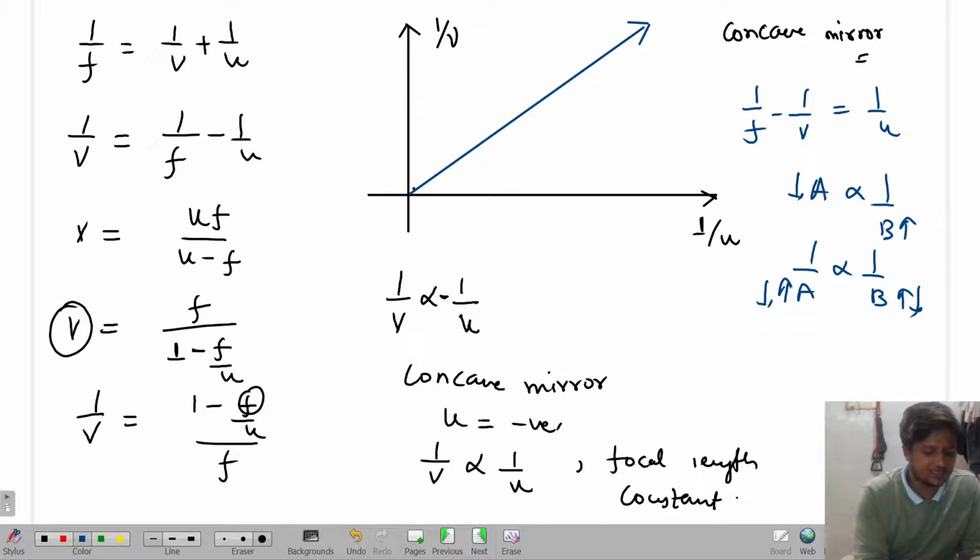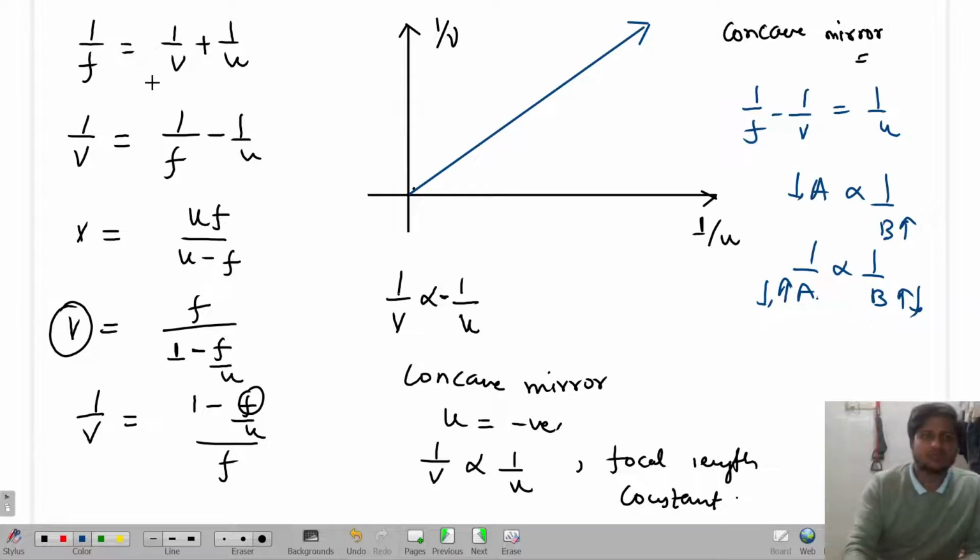So this is the main relation. If 1 by A is written as proportional to 1 by B, then if B increases, A also increases. That is the relation. Now you can do it because all have similar powers.